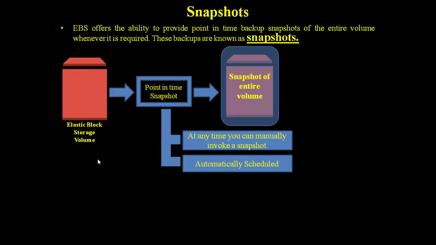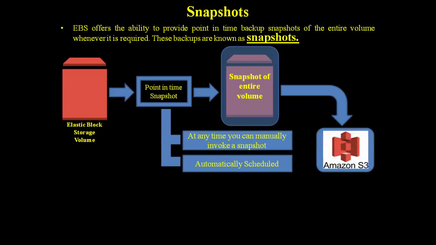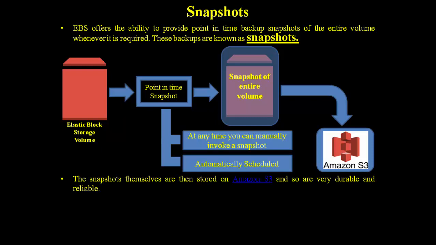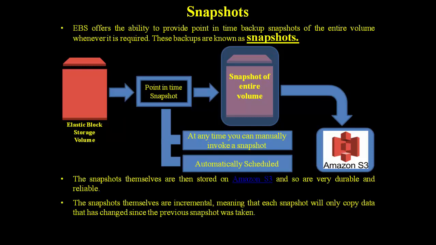And one thing you need to note down here, and this is very important: once the snapshot of the entire volume is available, this snapshot will be automatically stored inside Amazon S3, which is very reliable and durable storage. The snapshots themselves are incremental, meaning that each snapshot will only copy data that has changed since the previous snapshot was taken. This is also very important to understand.